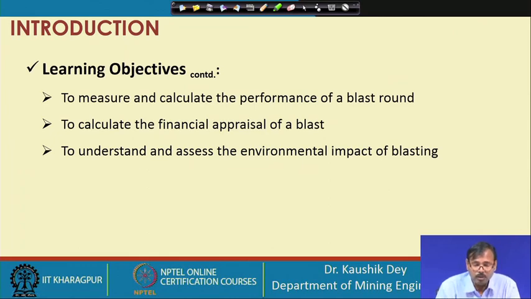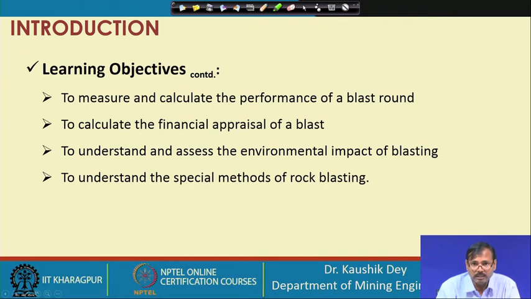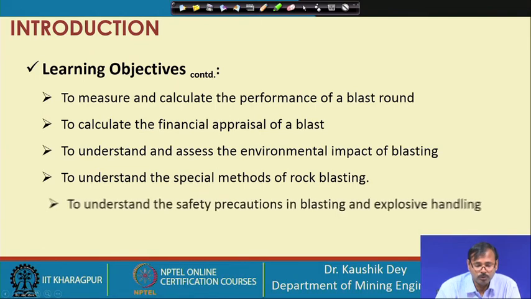And not only that performance, it is also essentially required that the student must be able to understand and assess the environmental impact of the blasting. That is very important. The blasting should not create any nuisance to the environment. There are also some special blasting methods, which should be one of the objectives students learn.